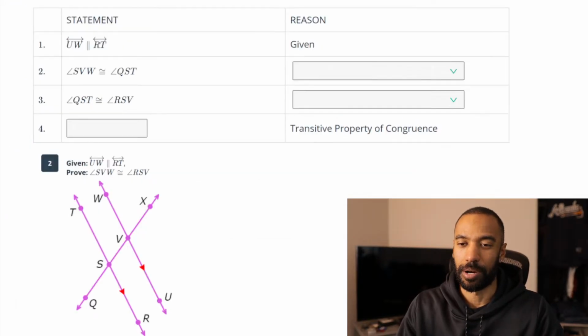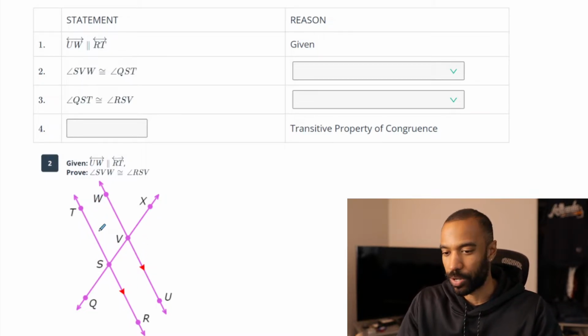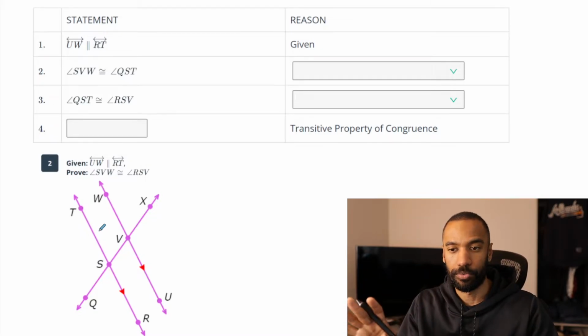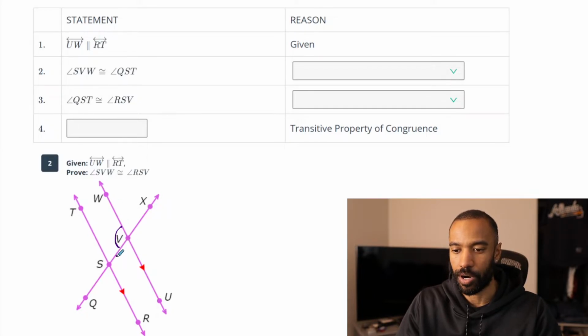Okay, let's go on to number 2, where we do have a figure right here. We have two parallel lines that are cut by a transversal. Now, some things I need to state about this. This very proof right here is the given, the information's down here. Given that two lines are parallel, we're going to prove that these two angles, SVW and RSV, are congruent.